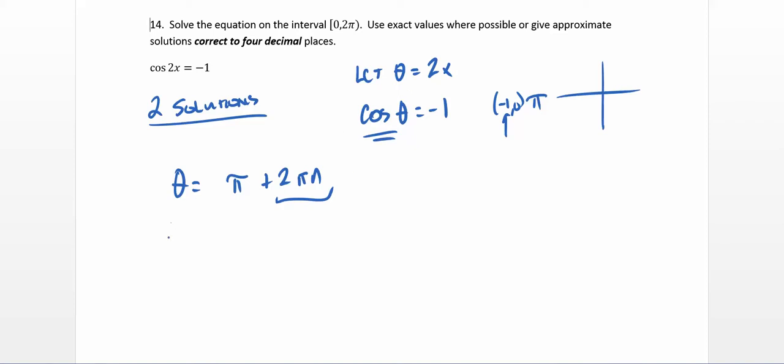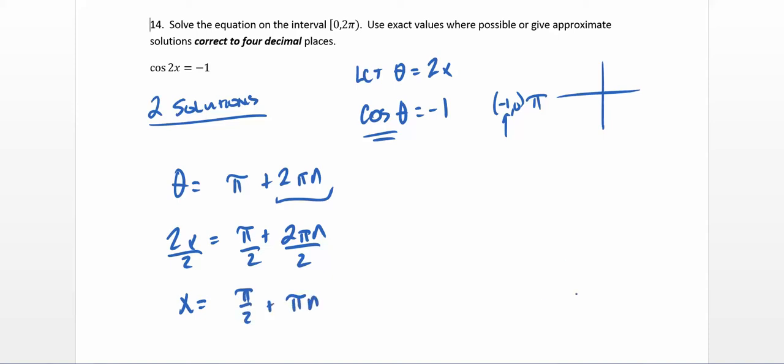But theta wasn't just theta. Theta was 2x. So I have 2x is equal to pi plus 2 pi n. I'm going to divide everything by 2. So x is equal to pi over 2 plus pi n. So I'm looking for two solutions here, right? My answer is, if n is equal to 0, then I get the solution of pi over 2 for this case, right? If n is equal to 0, I get pi over 2.